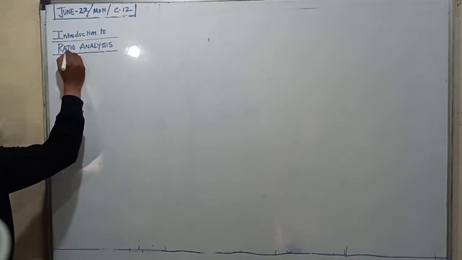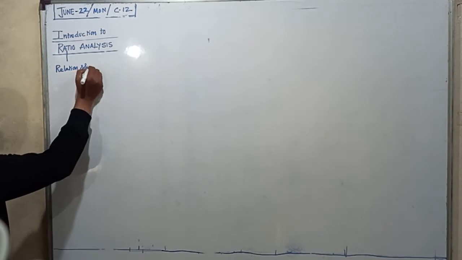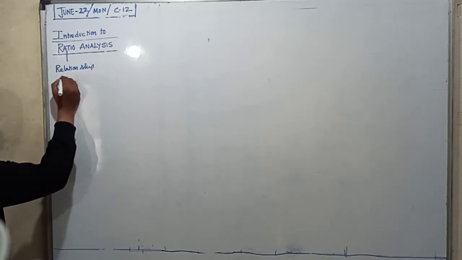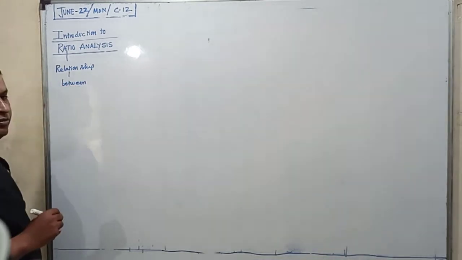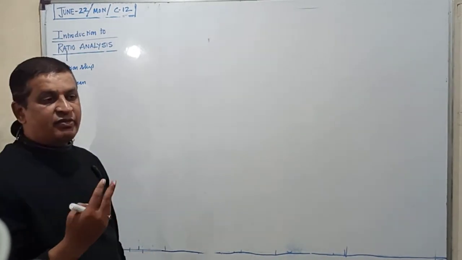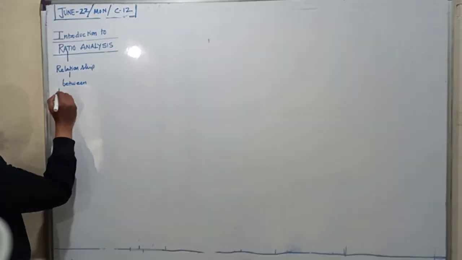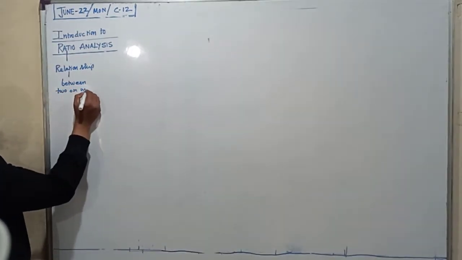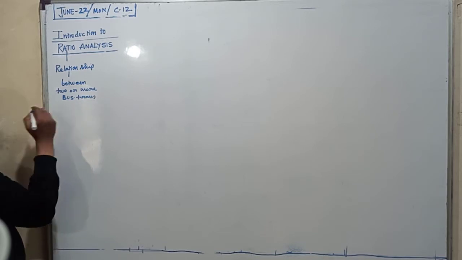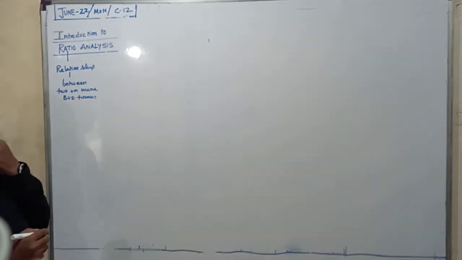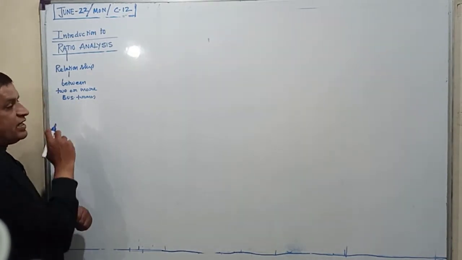What do you mean by ratio? Ratio is nothing but a relationship. Relationship between what? We are not talking about a relationship between two persons, or between people. It is a relationship between two or more business transactions. The simplest meaning of ratio is a relationship between two or more business transactions.